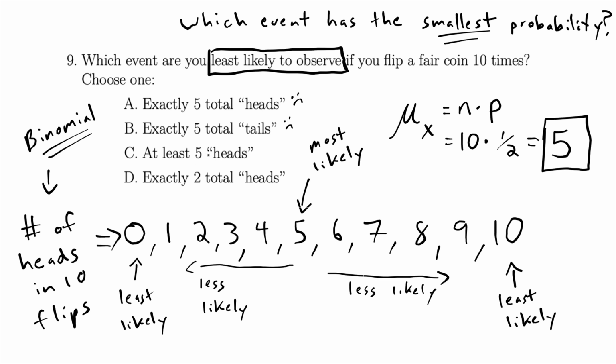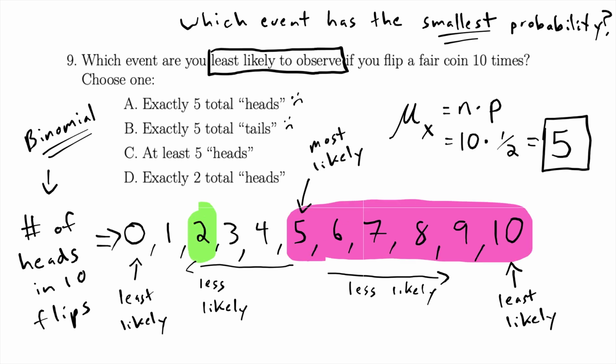So let's think of at least 5 heads. At least 5 heads covers all of these possibilities. If we got any of those numbers, we got at least 5 heads. If you look at D, D is exactly 2 heads. So that's only this outcome right here. And this event in part C has to be more likely. Out of all these given events, part D has to be the least likely one. D is the answer to this problem.